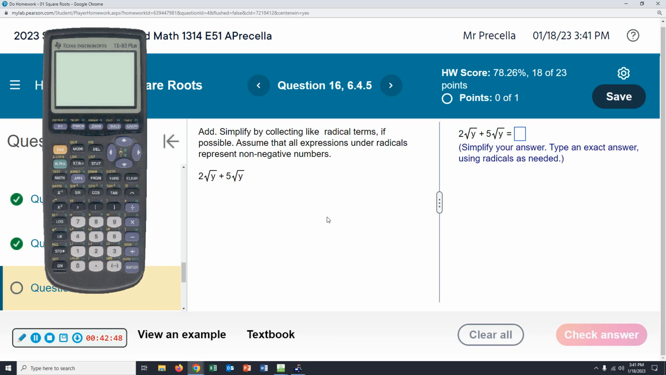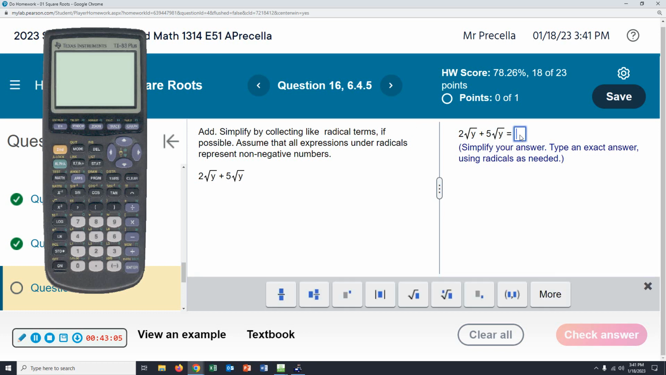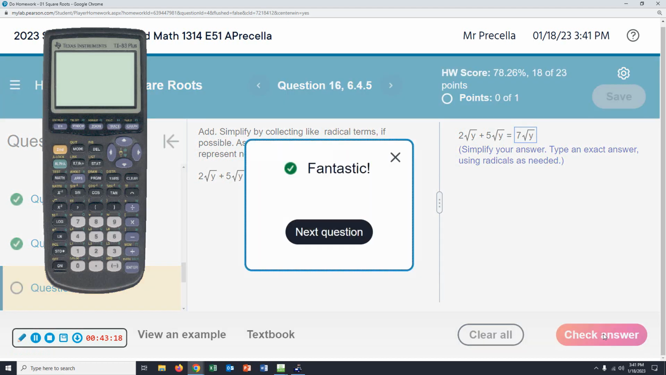Okay, what do y'all think? Easy or hard? Is this something that we need to write down to do? I don't think we need to write that down. I think y'all can tell me the answer. Do we have the same square root in both of these? So, 7 square root of y. Good. 2 square root of y plus 5 square root of y is 7 square root of y.